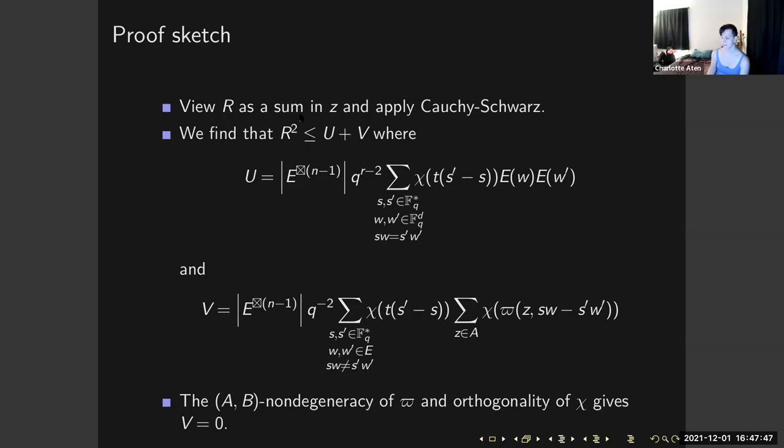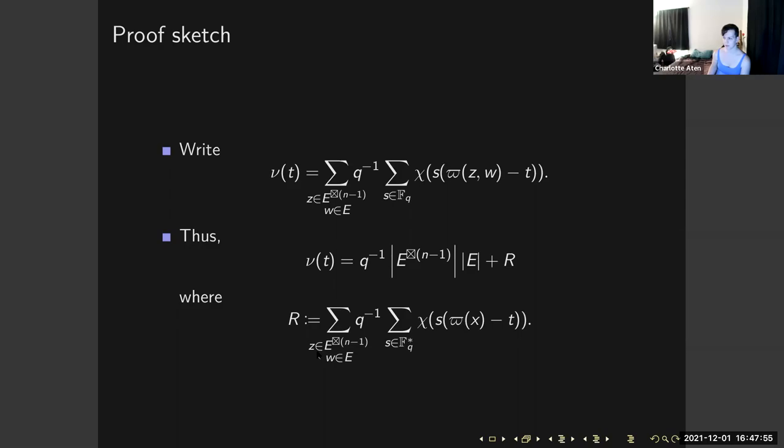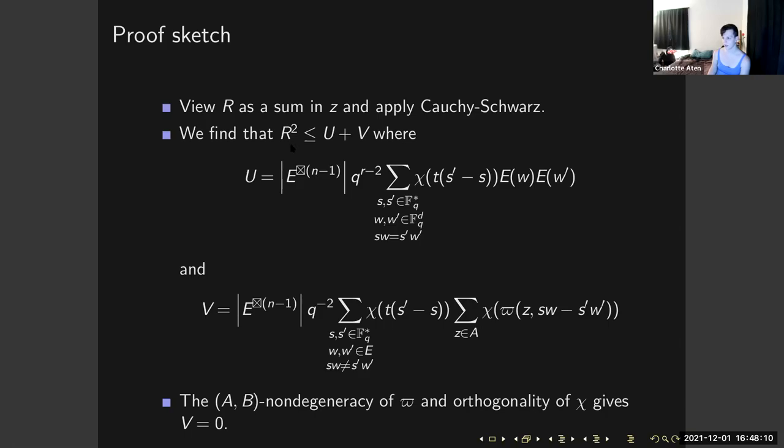Oh, well, I guess I skipped a step. So first of all, view that remainder as a sum in Z. That's why I wrote it as the outer sum here, and this sum over W is an inner sum. So if you view it as a sum in Z and apply Cauchy-Schwarz that way, then you find that the remainder squared is bounded above by the sum of these two terms. One for the case where this S W and S prime W prime happen to coincide, and the other case where they don't.